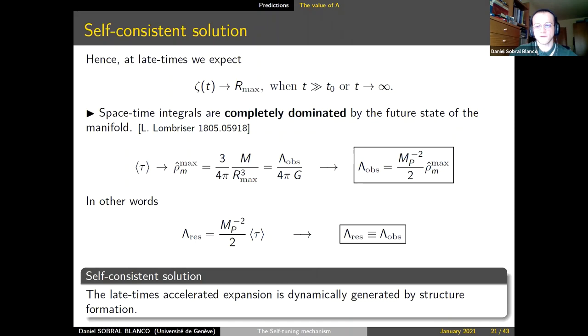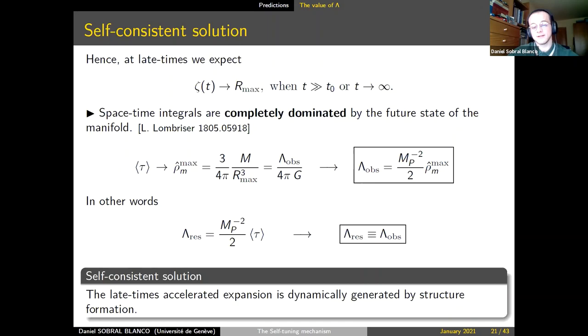So we can isolate the observed cosmological constant to be this quantity, which means that the residual cosmological constant must reduce to be the observed cosmological constant. We have to notice here that we are not actually predicting the value of the cosmological constant, but what we are predicting is that the residual cosmological constant is self-consistent with the observed cosmological constant that we must have at late times.